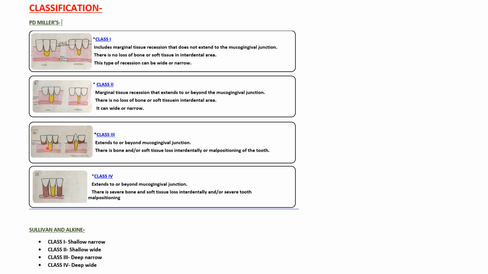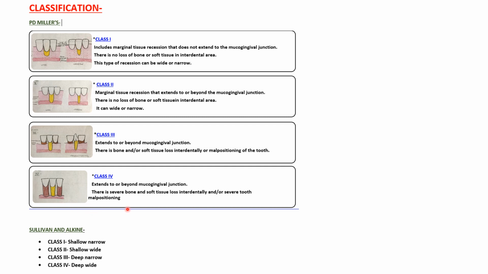Over here, as you can see, there is bone or soft tissue loss, and because of this, there can be malpositioning of the tooth. Class 4 is again when it extends beyond the mucogingival junction and there is severe bone loss interdentally. It is the most severe case of periodontitis, and there is severe mobility because all the interdental gingival area is receded down.